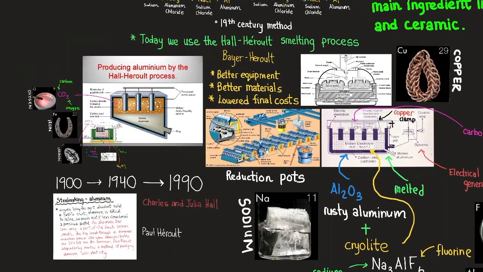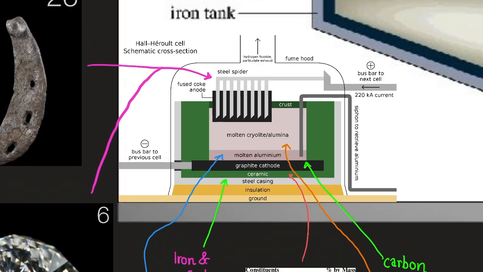In a modern smelter, alumina is dissolved in reduction pots, deep rectangular steel shells lined with carbon that are filled with molten electrolyte consisting mostly of a compound of sodium, aluminum, and fluorine called cryolite. So here we have that description. Here we have the molten cryolite alumina, the molten aluminum, the graphite cathode, the ceramic, the steel casing, the insulation, and the ground.